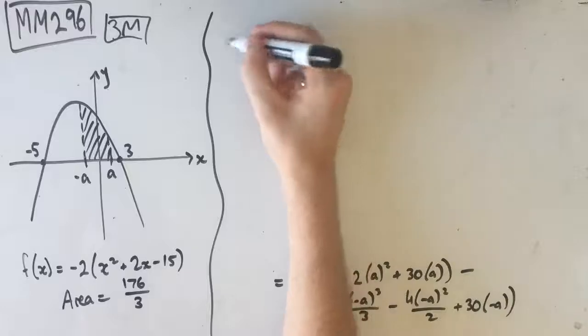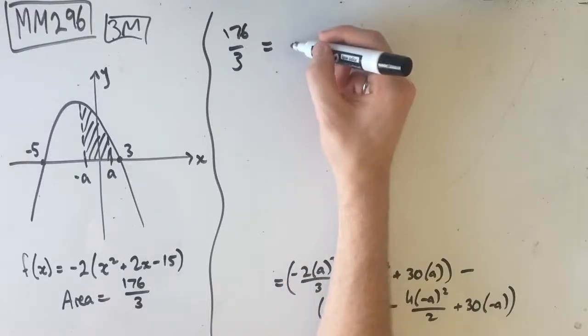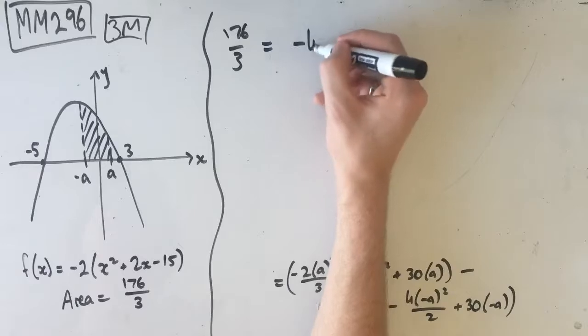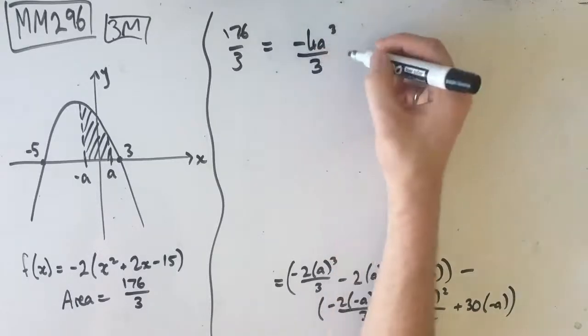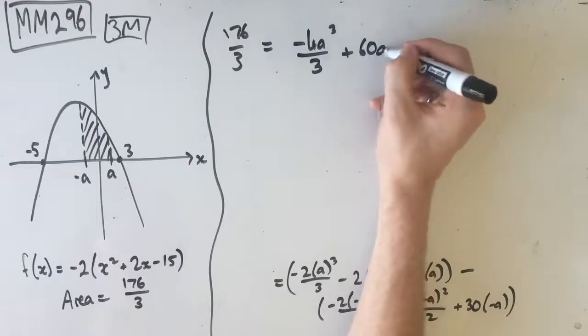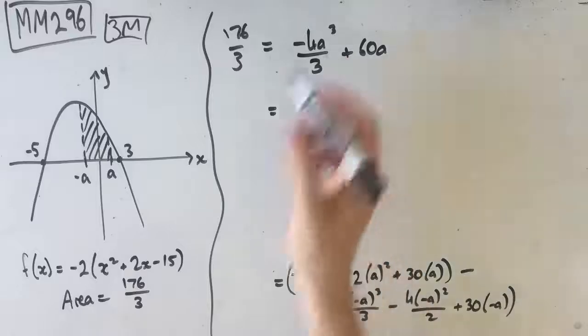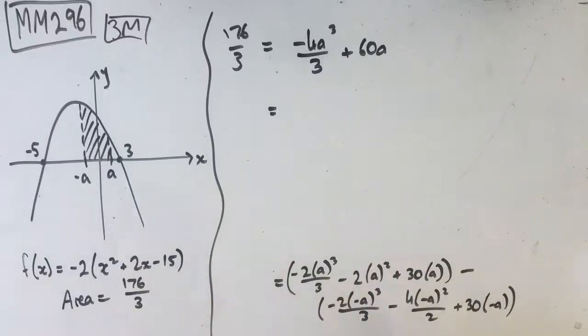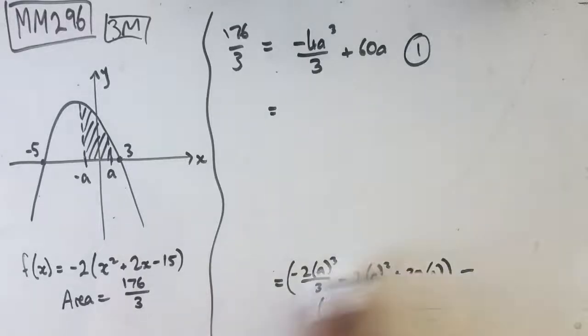What we get is, and that was 176 on 3, what we end up with is negative 4a cubed over 3 plus 60a. Cool. So that's just this simplified down. Obviously you'll go through a bit more of a process, but that's essentially it. So this is actually our first mark here.